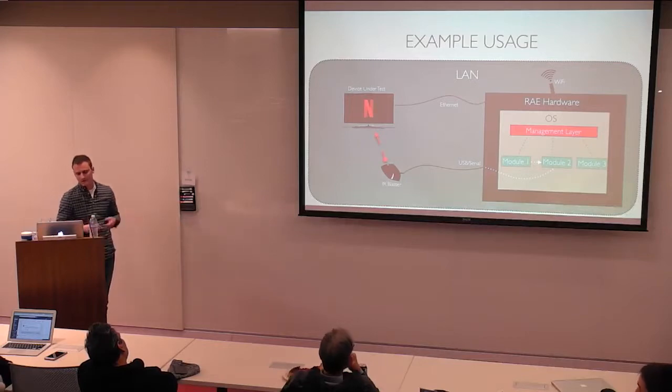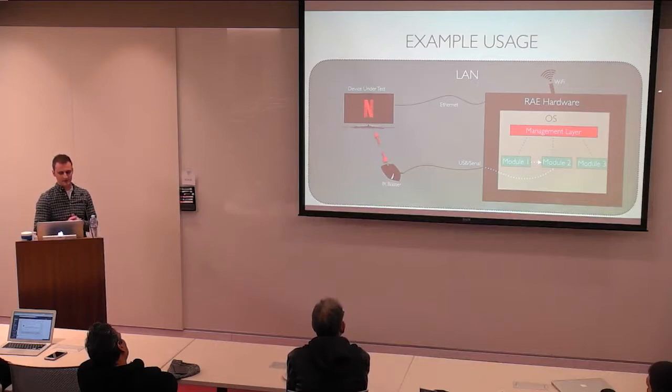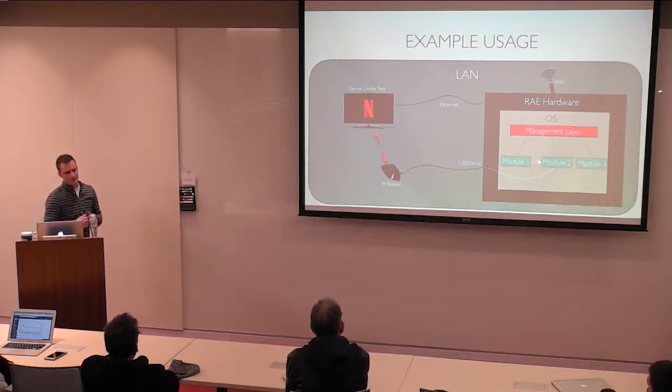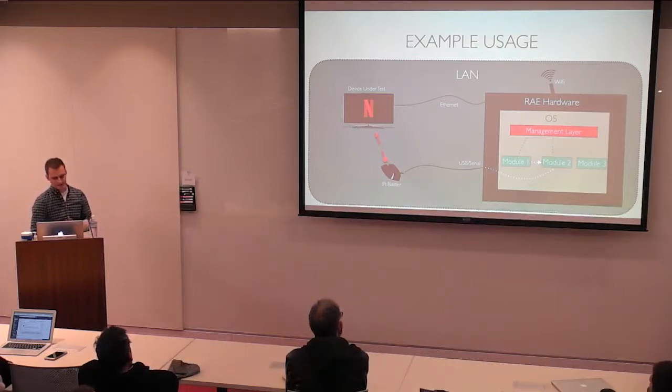So the hardware has a Wi-Fi access point. It's like a router. It's got Ethernet as well. And here we have a device under test, which is a smart TV, and that smart TV is connected over Ethernet. And then we also have, just as an example, an IR blaster, and that's connected over USB.